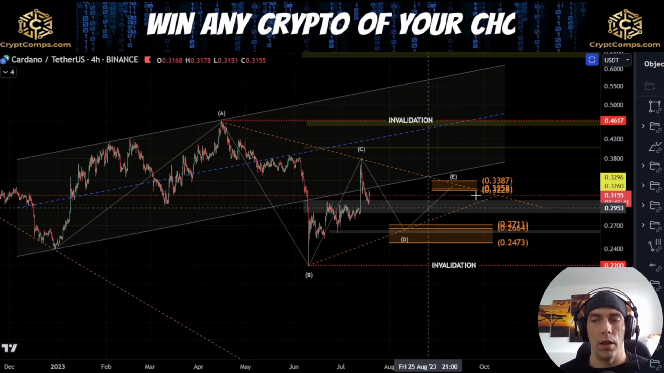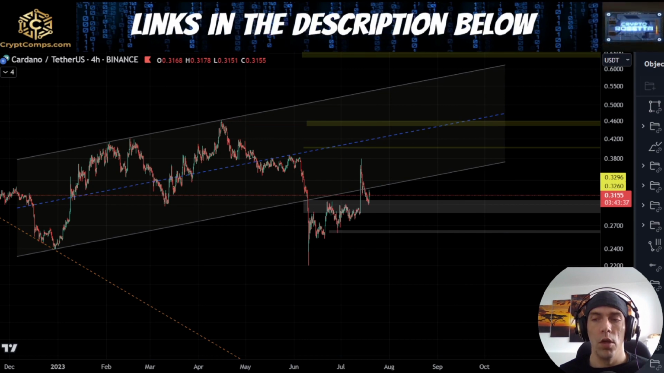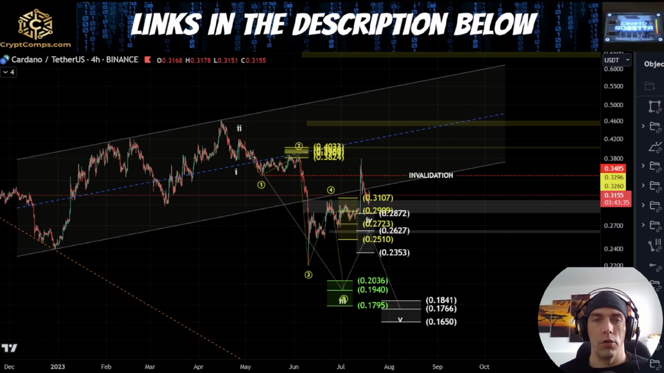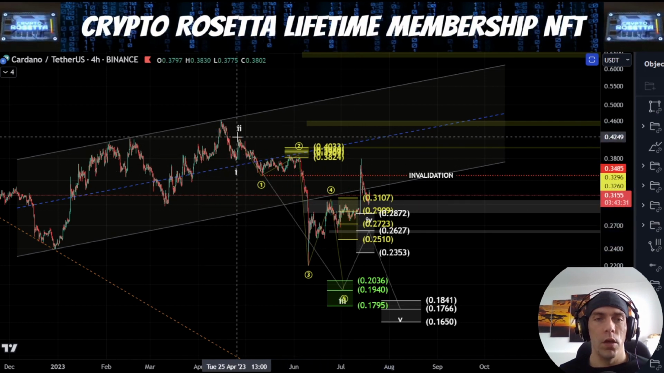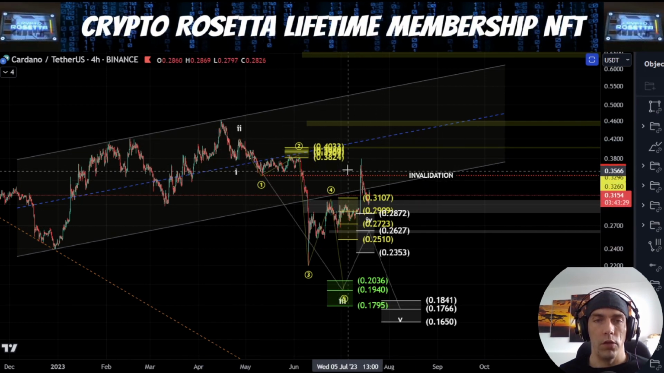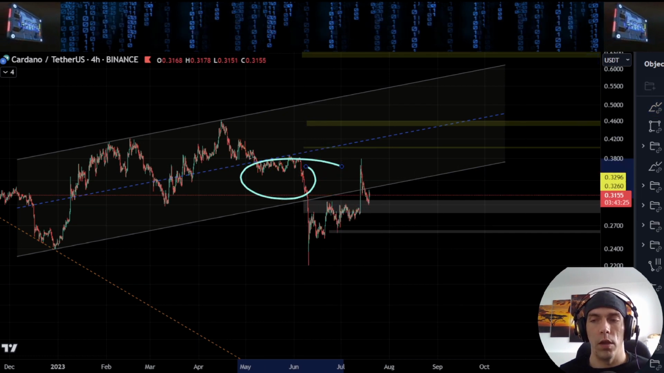We could see something like a horizontal triangle actually playing out here, so I'm going to be keeping an eye on that as well if we are looking at that structure. Now we were looking at this possibility that this was 1 2 1 2, and then we're looking for this continuation down, but we came up too high, so this is actually invalidated. So I'm going to remove that off the accounts now.